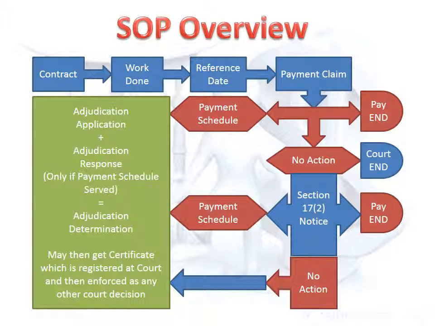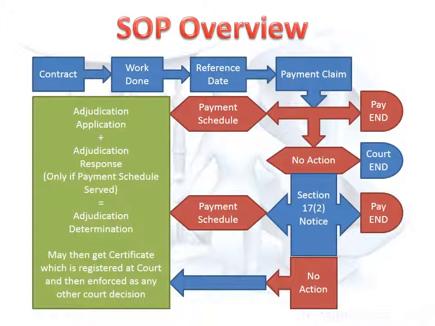If they have given you a payment schedule and you are not happy with it, you can go to adjudication. To apply for adjudication, you complete an adjudication application explaining why you are entitled to the money. You send this application to the nominating authority, who has been appointed by the government to administer the adjudication process. The nominating authority has approved adjudicators and will assign an adjudicator to your matter. The other side may submit an adjudication response arguing why you should not get the money. They can only do this if they have previously given you a payment schedule.